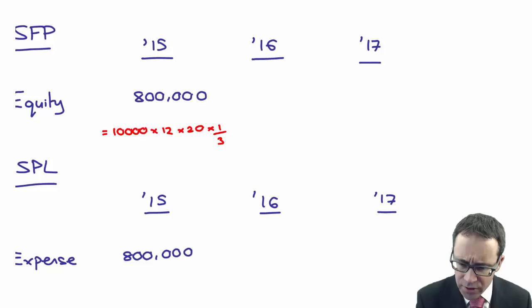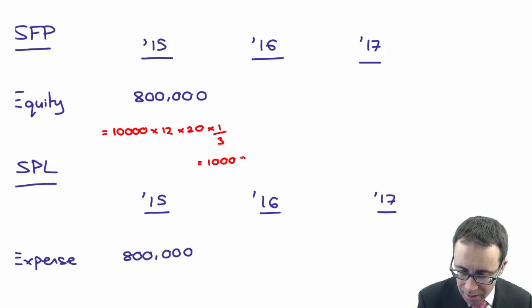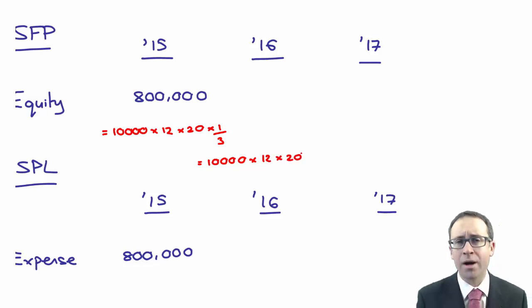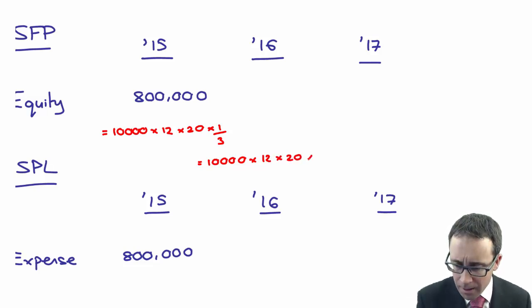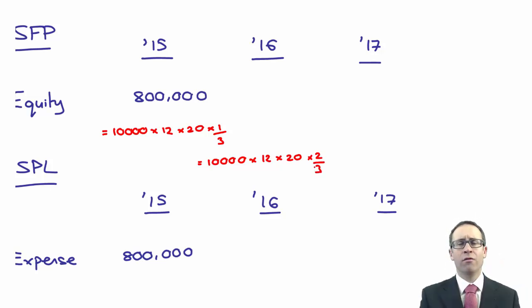There's no change in the number of directors. So in the second year, it's still the same 10,000. We still multiply by 12. We still multiply by 20. But at the end now of the second year of the 3.